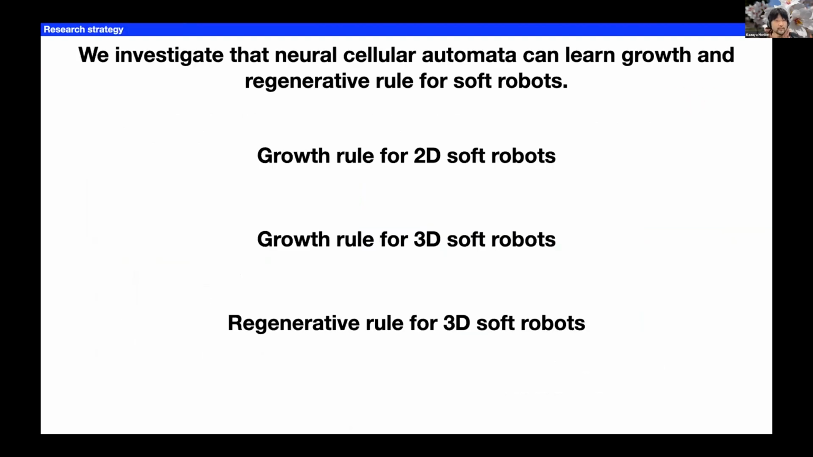So this is the research strategy. We try three experiments. First, we run the growth rule for the 2D soft robot. Second is a more complex model, the 3D soft robot. And after that, we try to run the regenerative rule for the 3D soft robot.